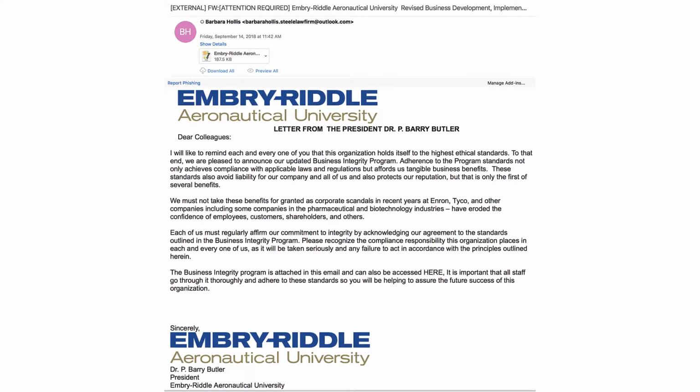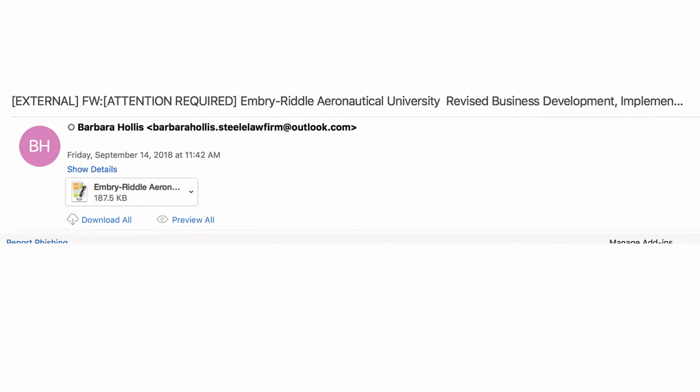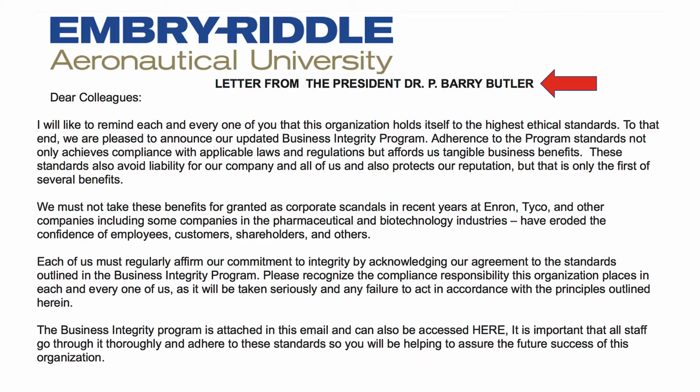This was an email that I received a few years ago. Let's look at this piece by piece. At the top we see "Attention required, Embry-Riddle Aeronautical University revised business development plan." This is coming from Barbara Hollis at Steele Law Firm at Outlook.com, and notice that it has an attachment. And this is the gist of the letter. Notice that it's coming from our current president, Dr. Barry Butler. It's asking for all employees to read an announcement about our updated business integrity program.